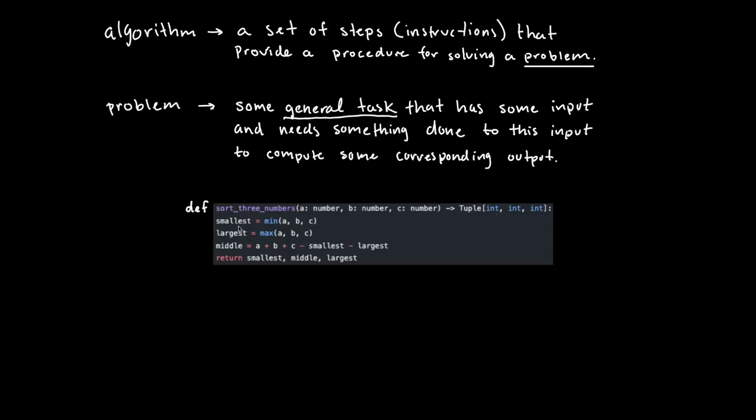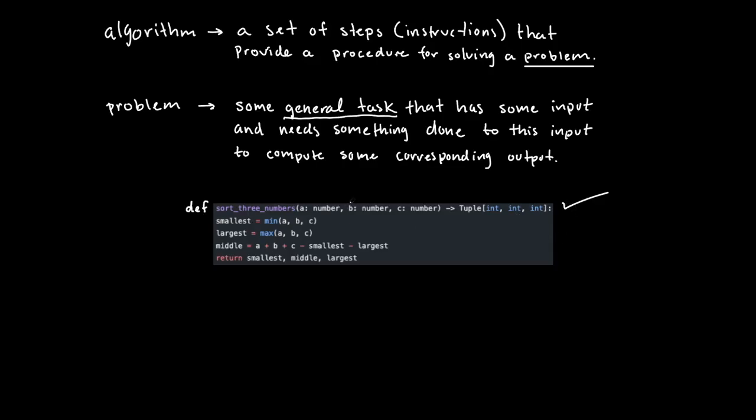So first things first, we're going to get the smallest of the three numbers. We're going to get the largest of the three numbers. And we're going to find the middle by adding all three numbers up, subtracting the smallest, subtracting the largest from the previous step, and that would give us our middle. And then we just return them in that order. Now, this would work. It checks out. But there are a couple of problems.